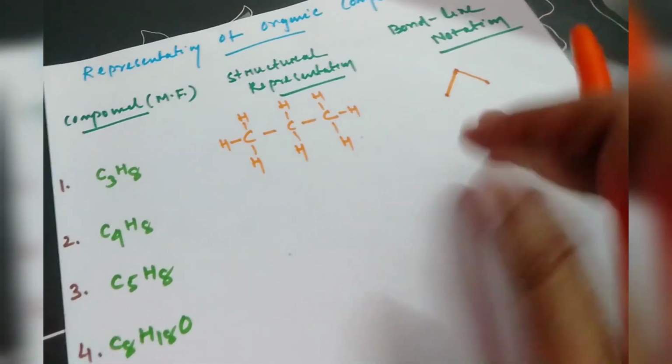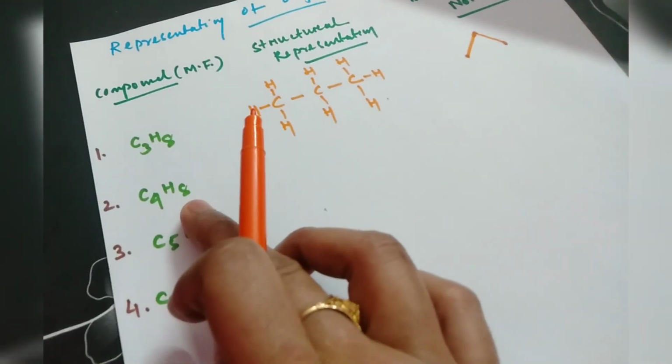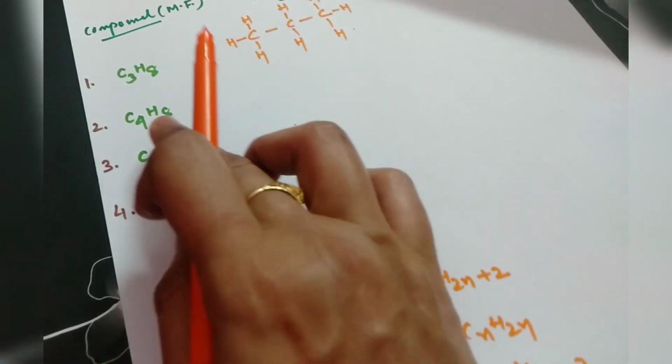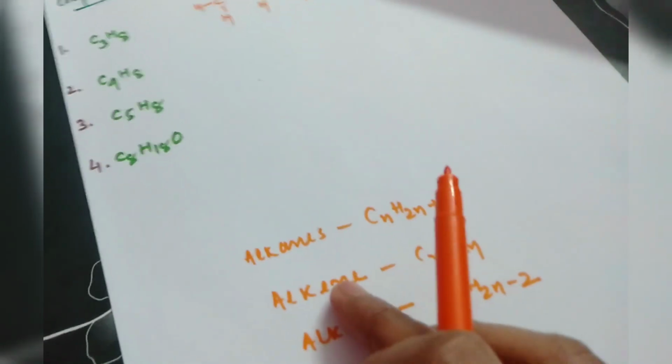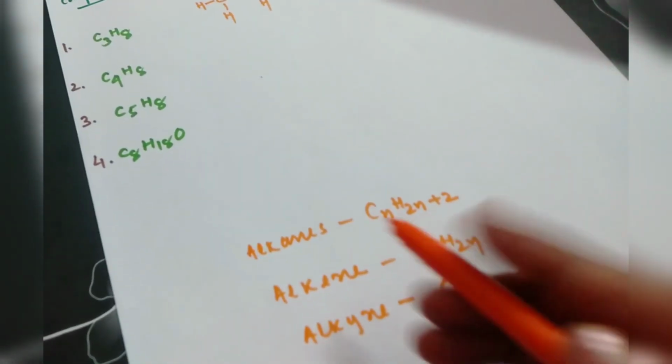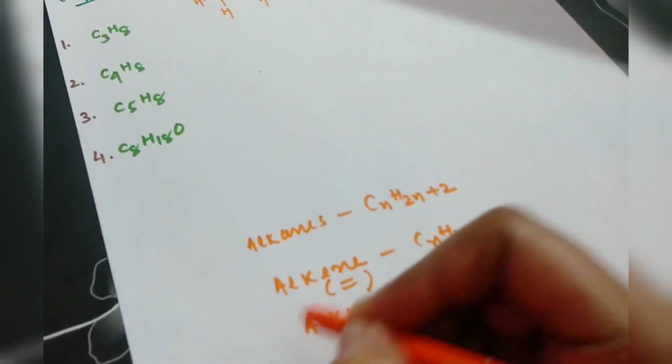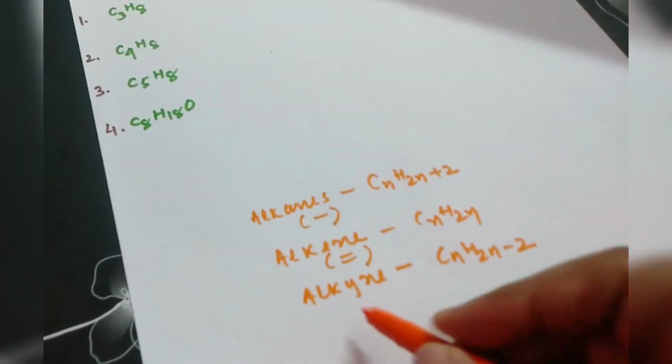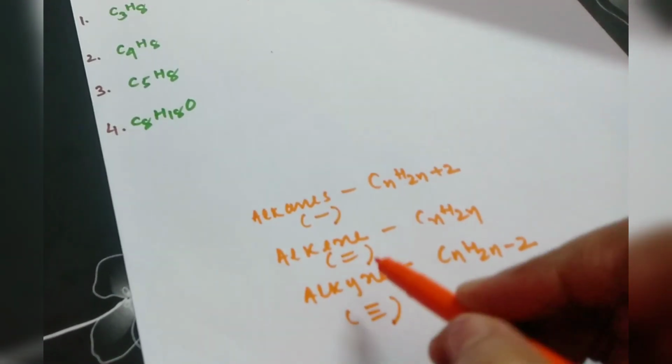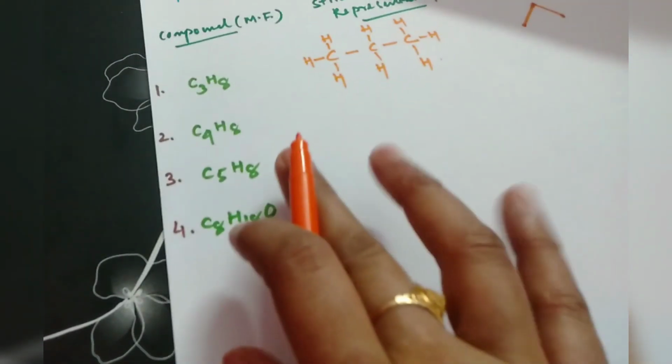Similarly, C4H8. What is the general formula? C4, 4 times 2 is 8. That means it must be an alkene. Alkene means there is a presence of a double bond, alkane means presence of only single bonds, and alkyne means presence of a triple bond. So there must be a double bond in C4H8.